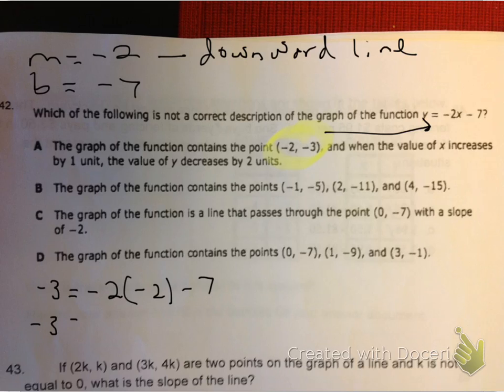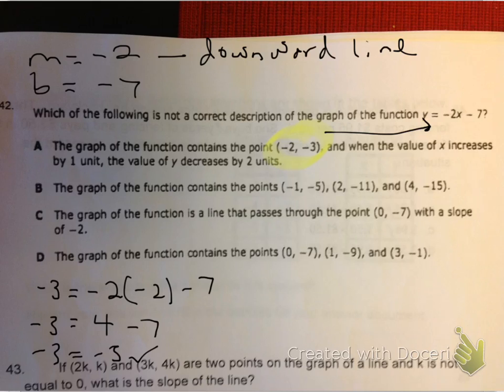Negative 3 equals negative 2 times negative 2, which is 4, minus 7. 4 minus 7 is negative 3. Negative 3 does equal negative 3. So that is true. That point that they gave us is, in fact, on that line. Now, that's one condition. In order for the answer to be right, it has to meet both conditions. So let's look at the next condition.